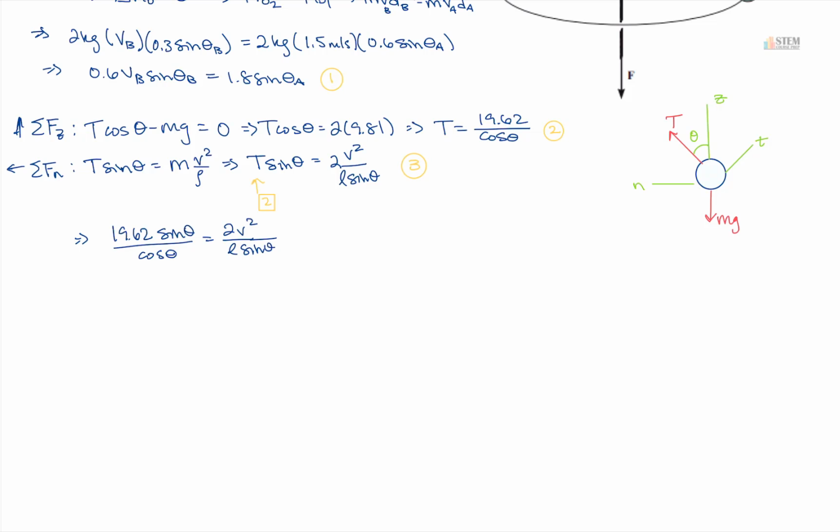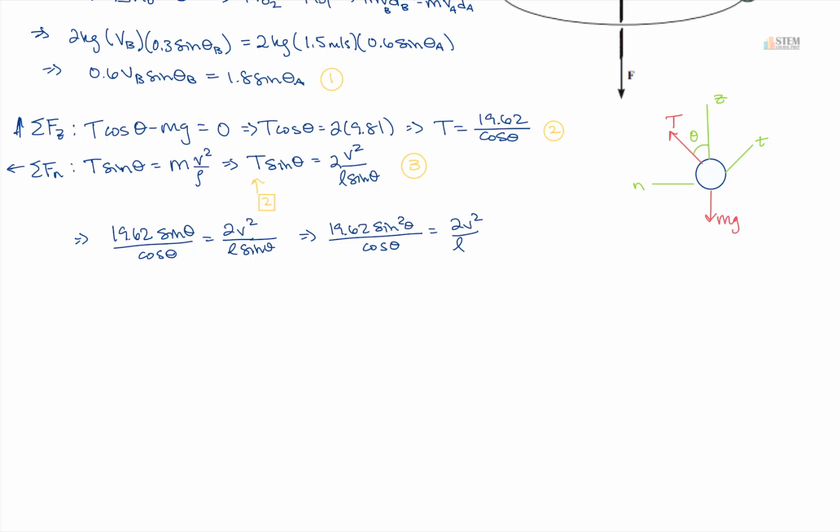Now we've got that. Let's get all of our theta terms together. So let's cross multiply. Let's take the sine theta and multiply it over here. We can leave L down here for now. And then if we do that, we're going to end up with 19.62 sine theta squared over cosine theta. And then that is going to be equal to 2v squared over L.